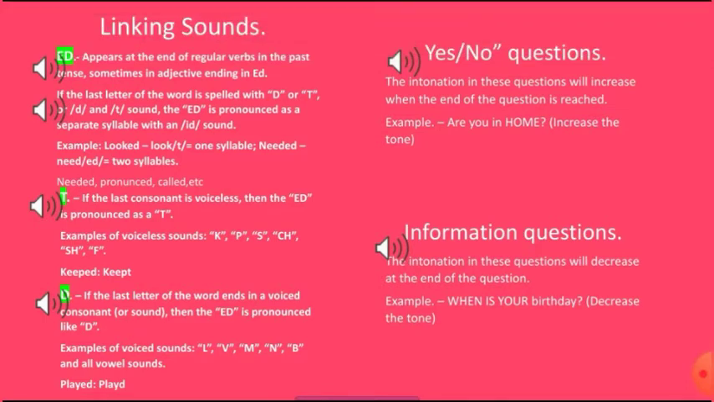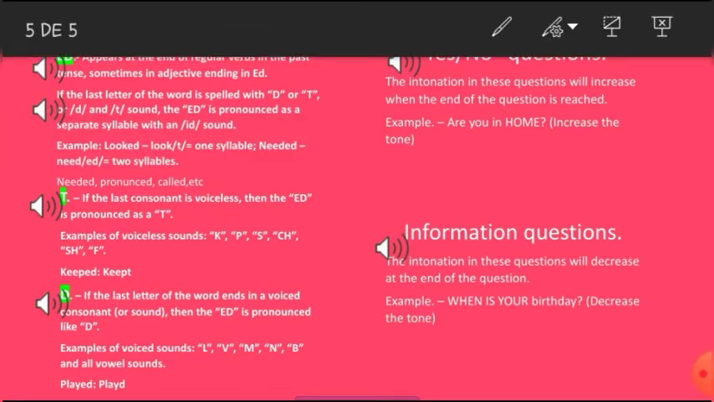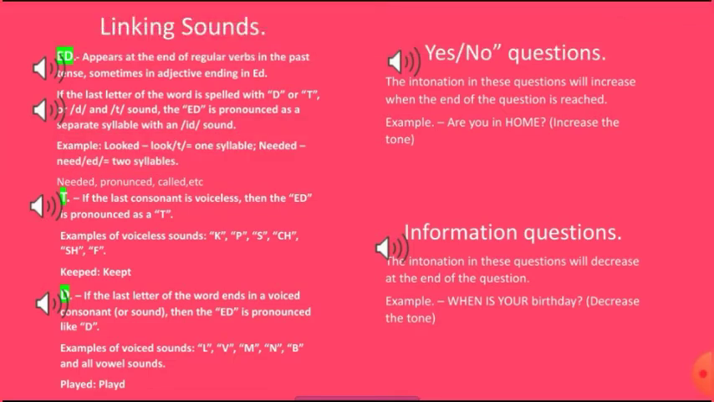Verbs in the past tense are written with -ed, but can be pronounced in three different ways, as id, t, or d. If the last letter of the word is spelled with d or t, or has d or t sounds, the -ed is pronounced as a separate syllable with an id sound. For example, Carla was waiting for you all night.